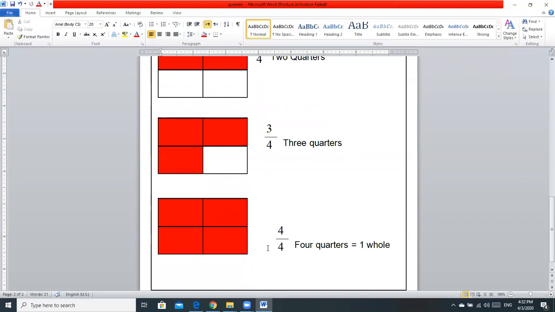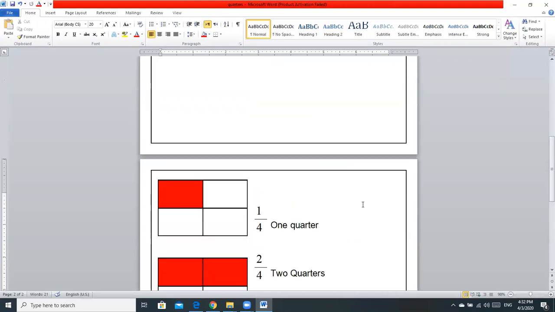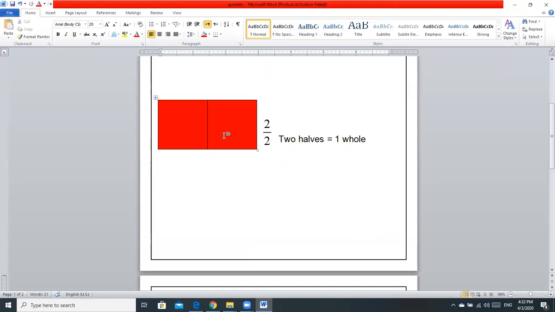So when the top is the same as the bottom, it means one. I cut my chocolate into 4 parts and I eat the 4, so I eat all of it, which means a whole. I eat one complete chocolate. I divide my chocolate into 2 halves and I eat the 2 halves. I eat all of it. So 2 halves means one whole.